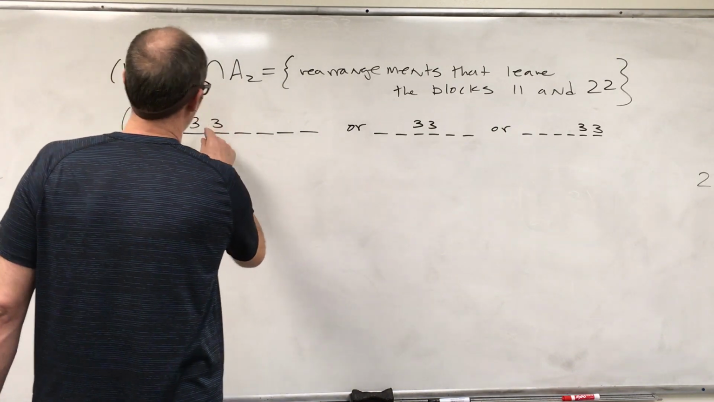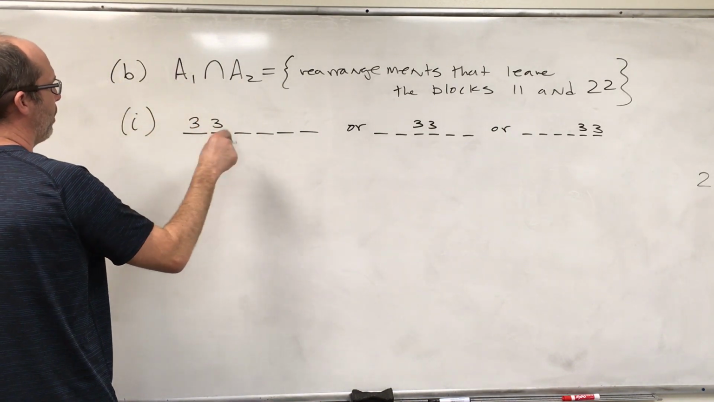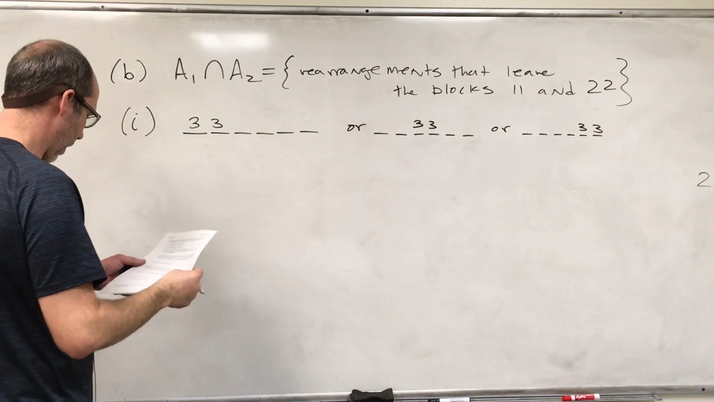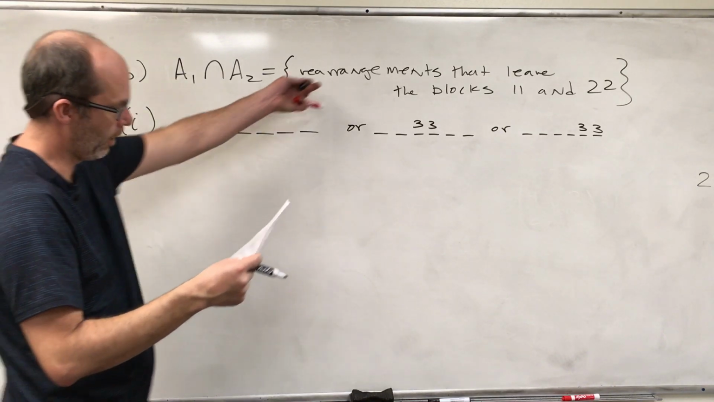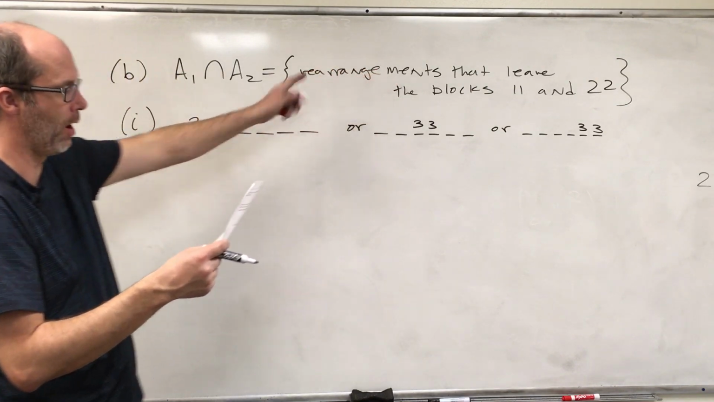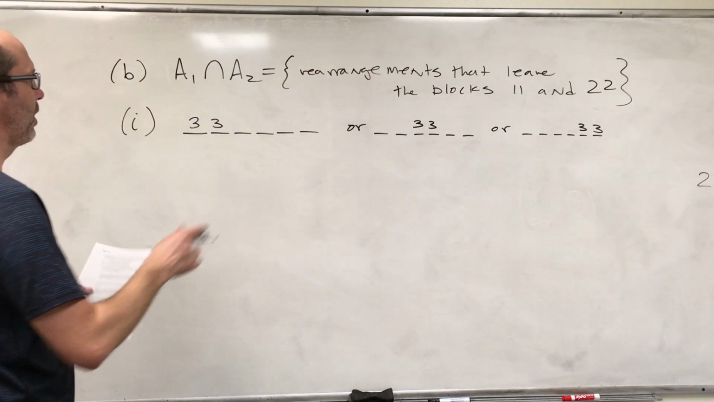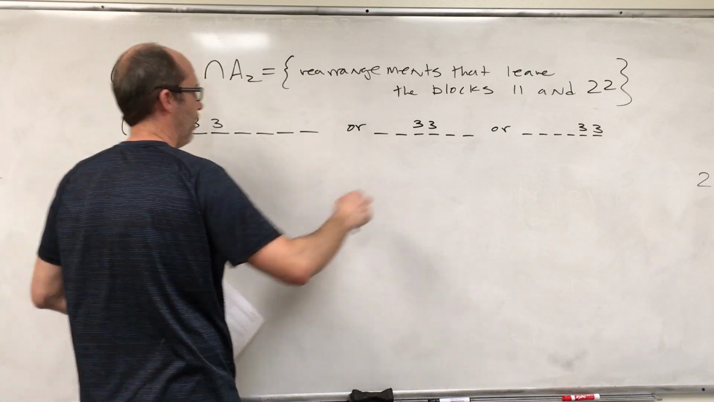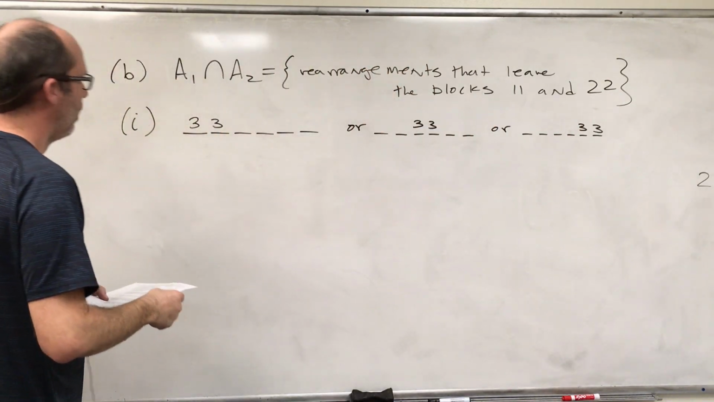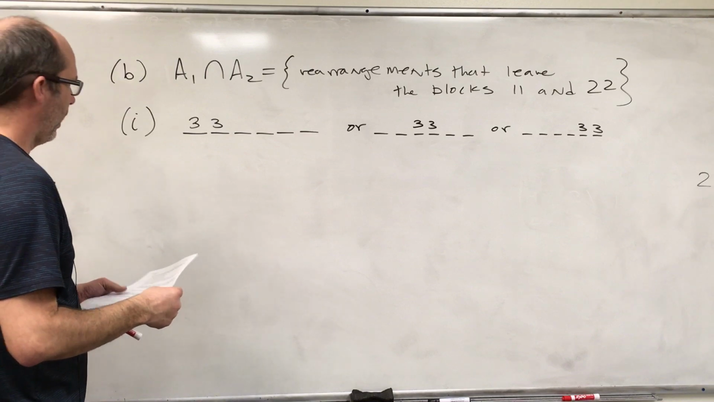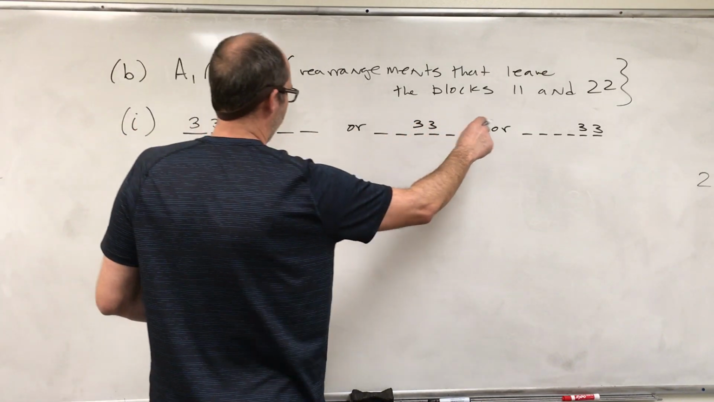Okay, so if we have a 3, 3 there, notice that with this part, we're just saying how many strings in here also have the repeated block 3, 3. We just established that the 3, 3 can either go there, or there, or there. So there are 3 different possibilities.